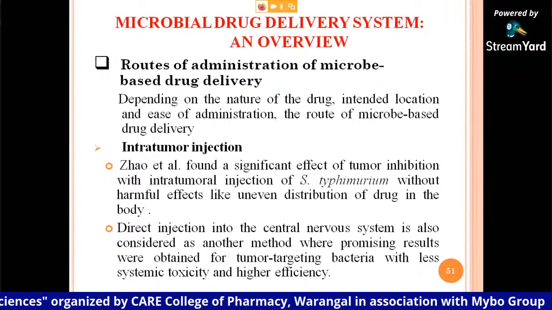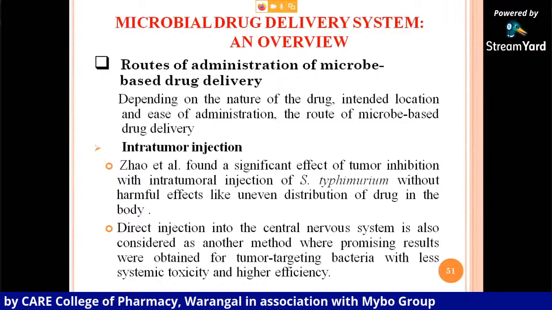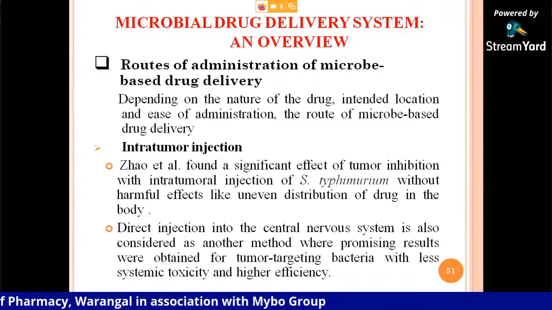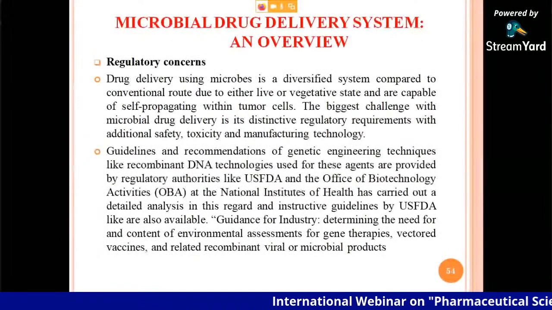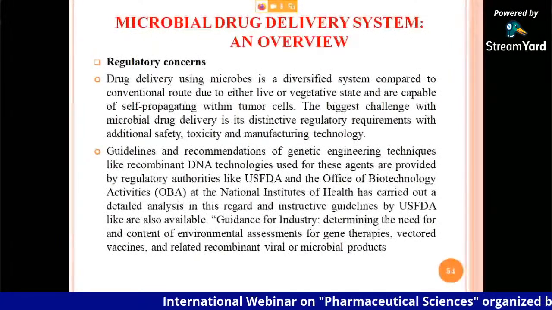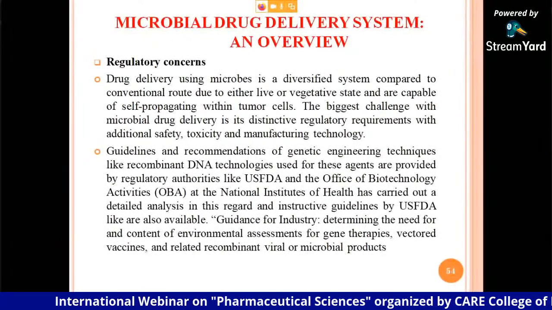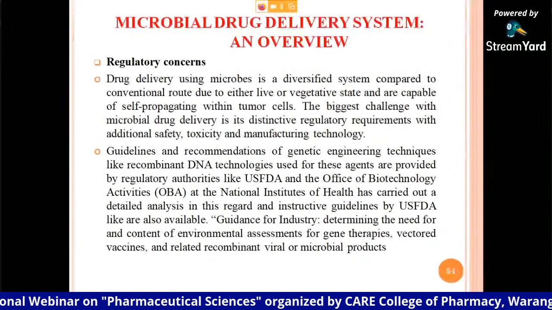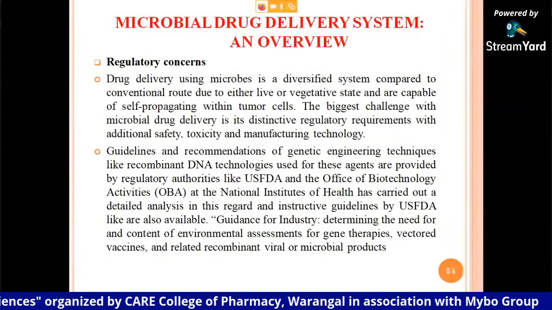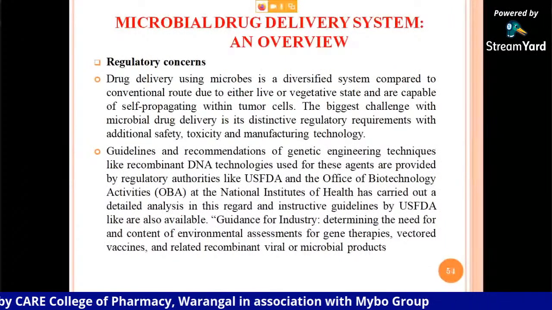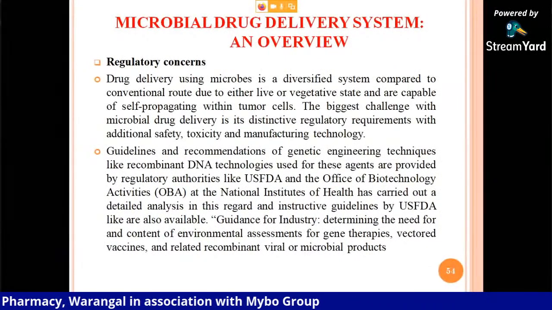So these are utilized, but among these, most of them are oral. Whenever we are formulating any type of drug delivery system, one of the important things is the regulatory aspects. Now, drug delivery using microbes is a diversified system compared to the conventional route, either by the vegetative state or the live state, or capable of self-propagating.